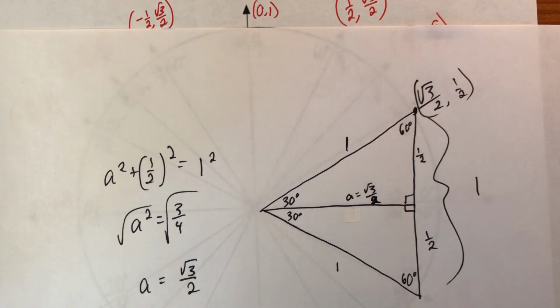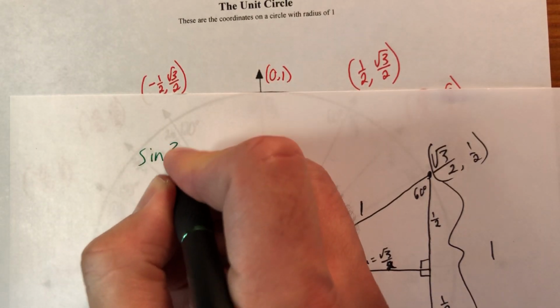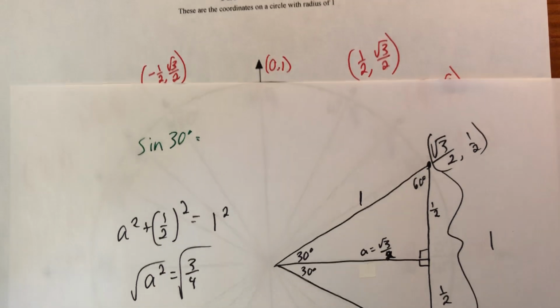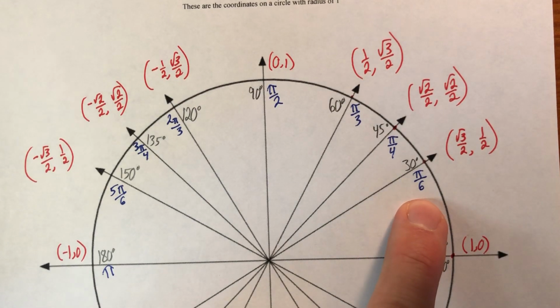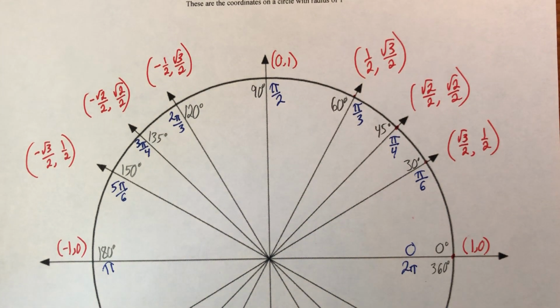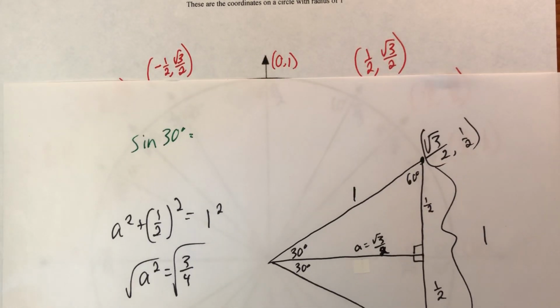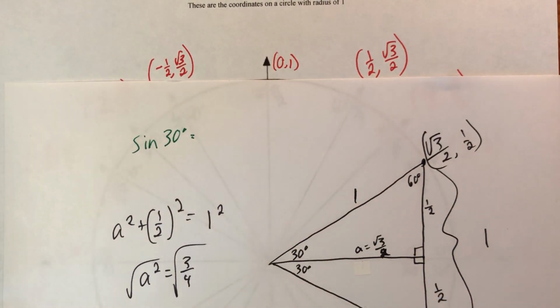If I walked up to you and I said, hey, what's the sine value of 30? What's the sine of 30 degrees? Now, I could also call it sine of pi over 6. And now that we're dealing with calculus, we're going to be dealing with radians. But in the meantime, let's still stick with degrees. So sine of 30 degrees. What's the sine of 30 degrees?